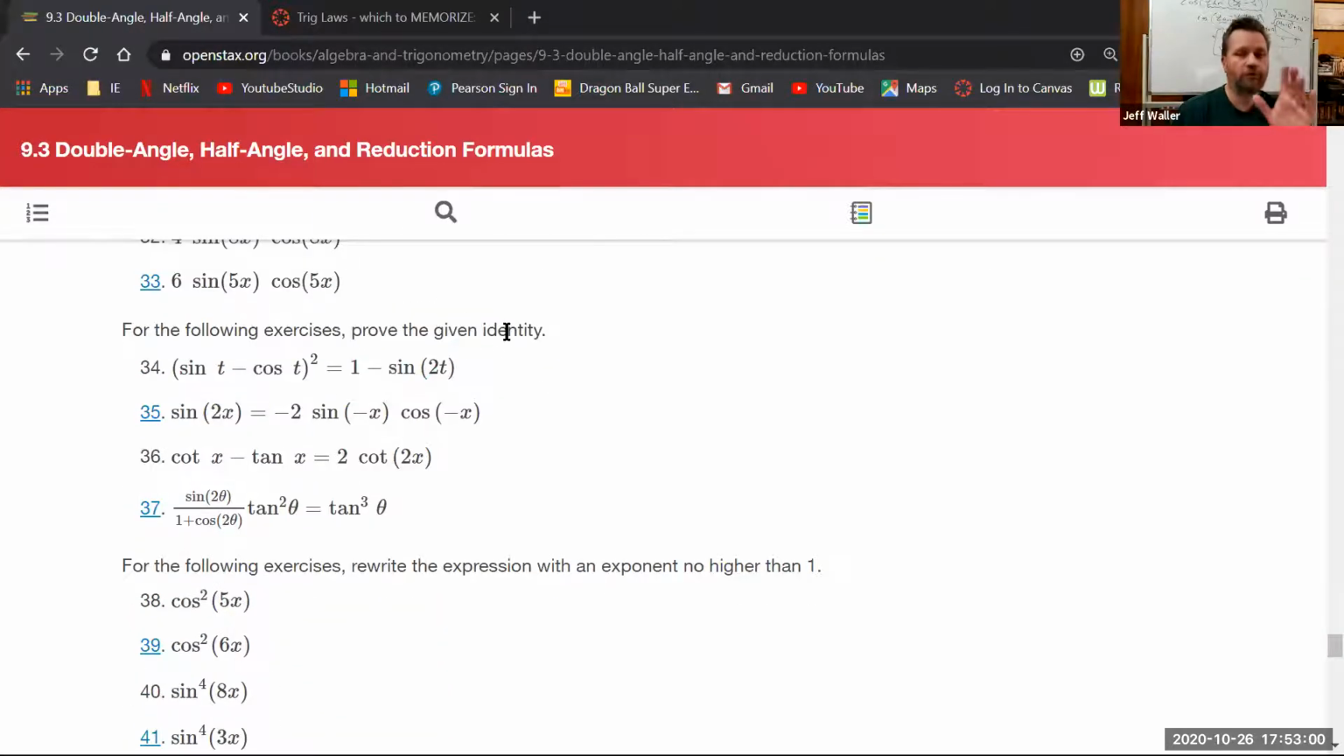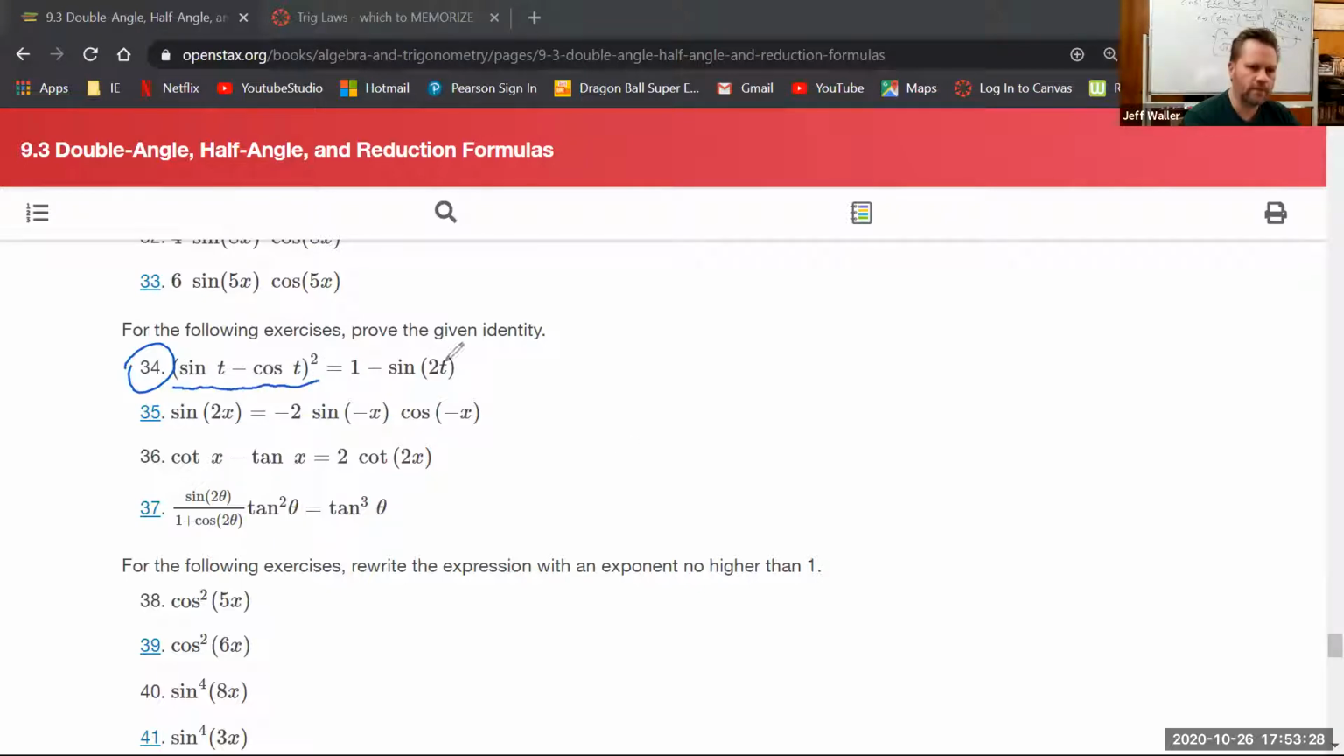Then you have the prove the identity questions. Those are the ones that might sometimes be a little less immediately obvious. Look at number 34. The first step for any identity proof is to pick a side to start working on. Both sides are a little promising here because this side is an algebraic thing I can do, and this side, I should know the identity for sine of 2t. So maybe this is a problem I could work with both sides.